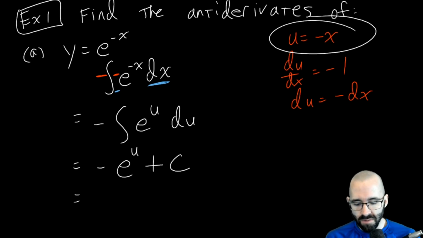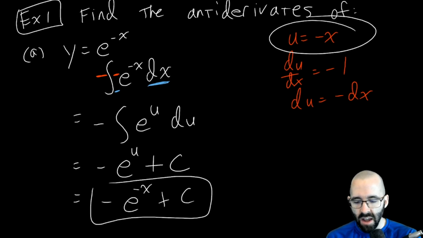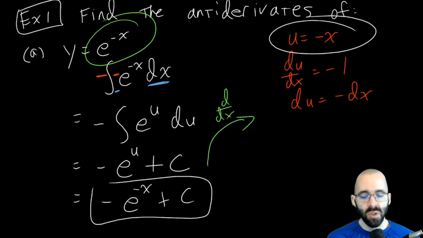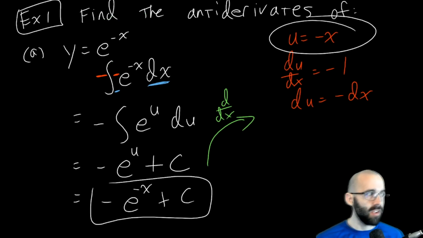But this is convention. We'll get negative e to the u, which is negative x plus c. And remember, you can always check your answer by taking the derivative of what we have. And if we take the derivative of our final answer, we should get this, right? How do you undo anti-differentiation?